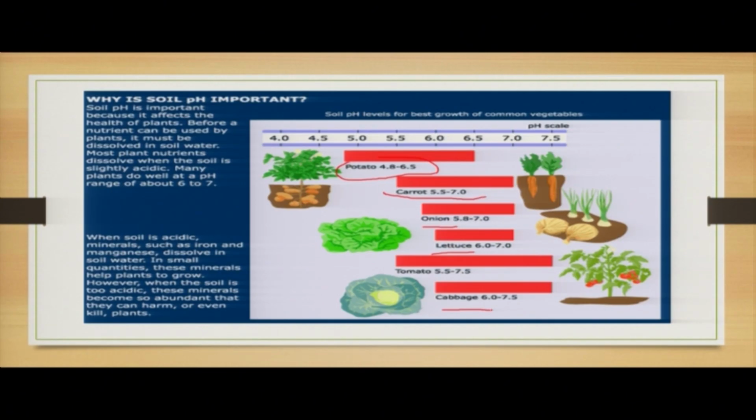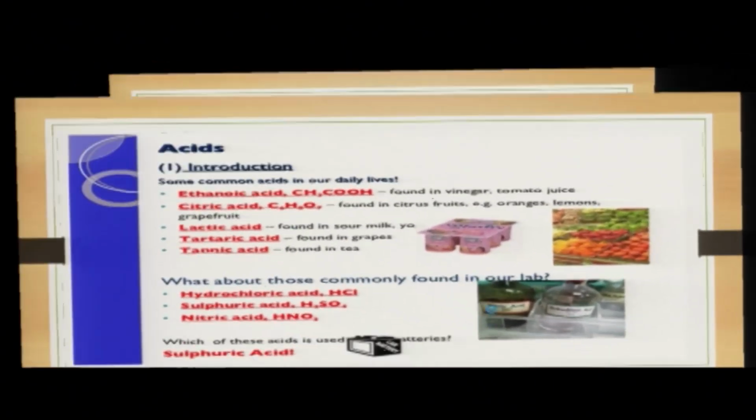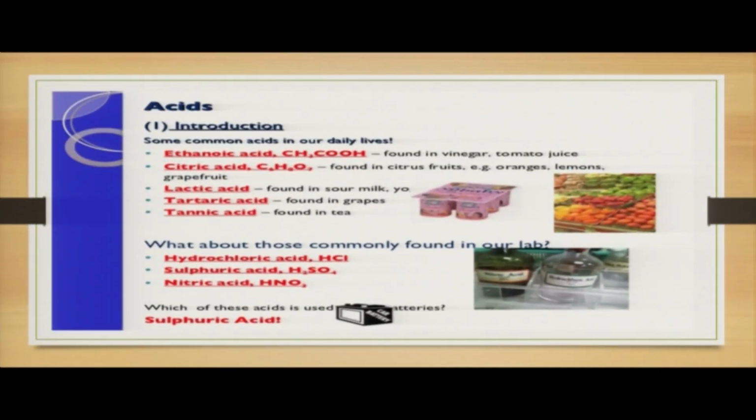So it is very important to know the pH of the soil before you even plant the particular crop, because you may not get the best yield as a result of the pH of the soil, which could affect the yield of your plants. So this is just a simple summary from where we started.